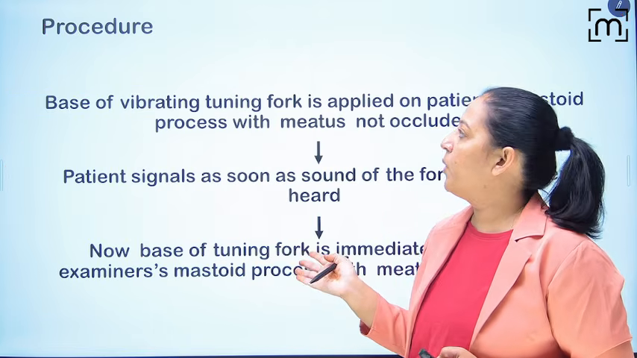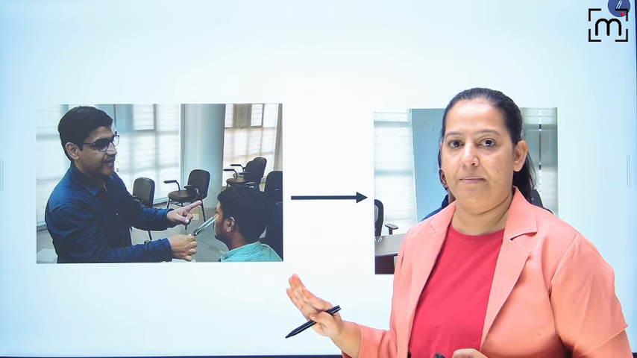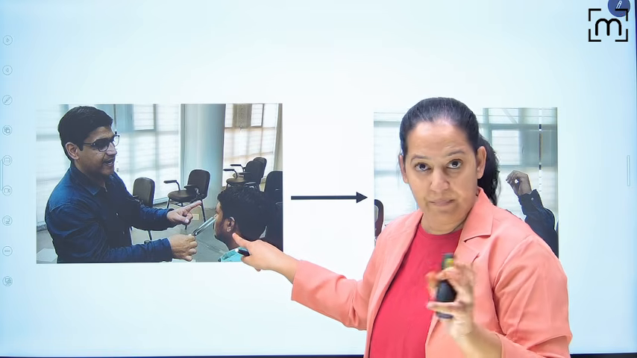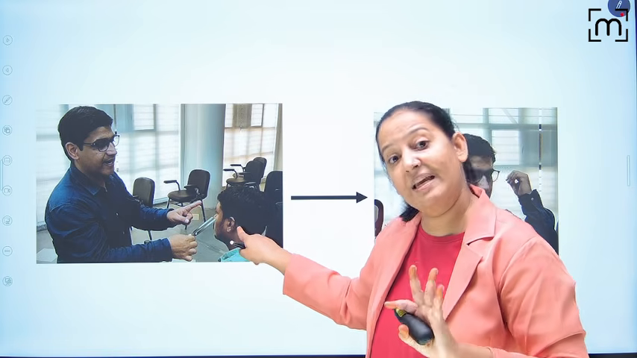So you can see what we are doing. The procedure is the same. You can see this is the examiner, this is the patient. First, it is kept on the mastoid of the patient with the meatus not occluded. As soon as the patient says it stopped, now it is kept on the examiner's own mastoid, with the meatus not occluded.